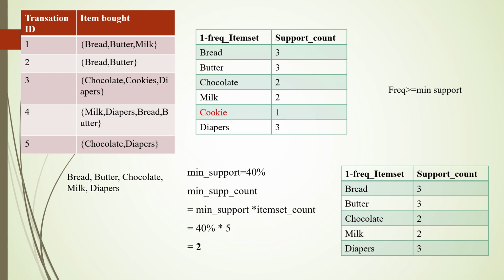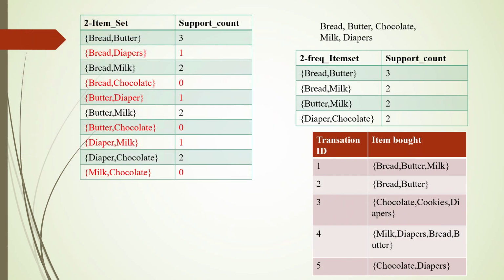After that, we need to find the second frequent item set. The second frequent item set is nothing but a combination of the first frequent item sets. Two items in the set is called the second frequent item set. If the first frequent item sets are bread, butter, chocolate, milk, diaper, from that we need to find the second frequent item set.